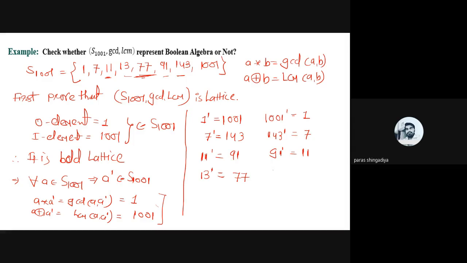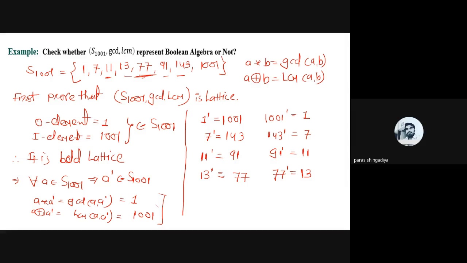If you check the LCM, it will also be 1001. Therefore we can consider this number here. Okay, so 13 dash is equal to 77 and 77 dash is equal to 13. Clear? So check the answer. The answer is here: 1001, 143, 91, 77, 13, 11, 7 and 1. These are the parts of S1001, they belong to S1001.